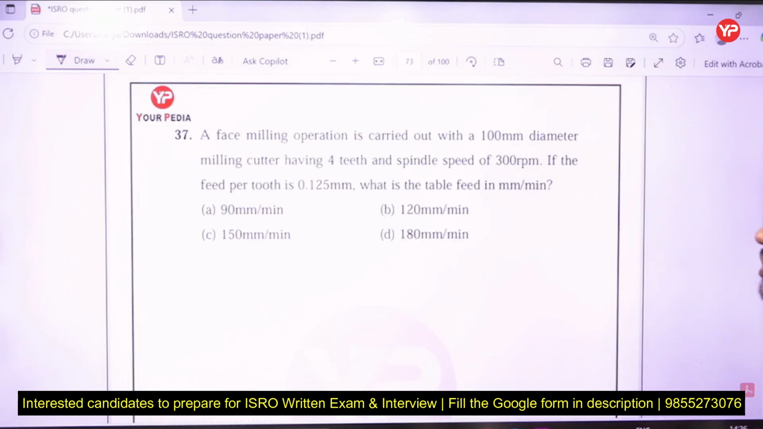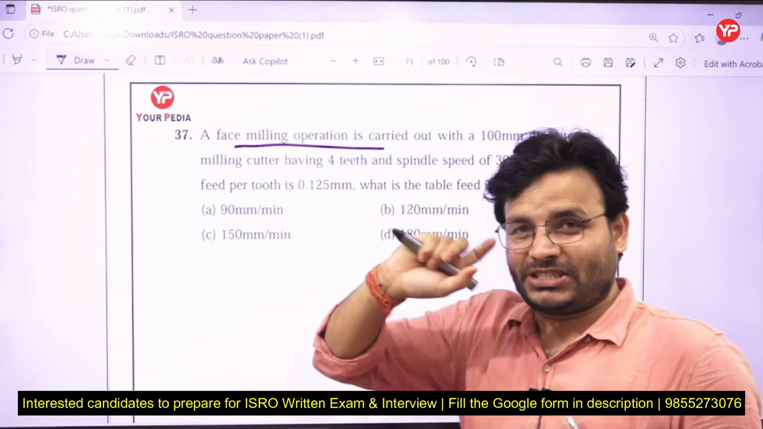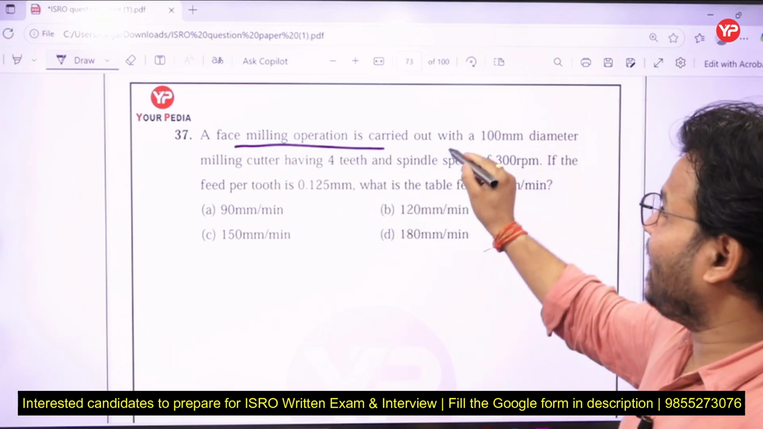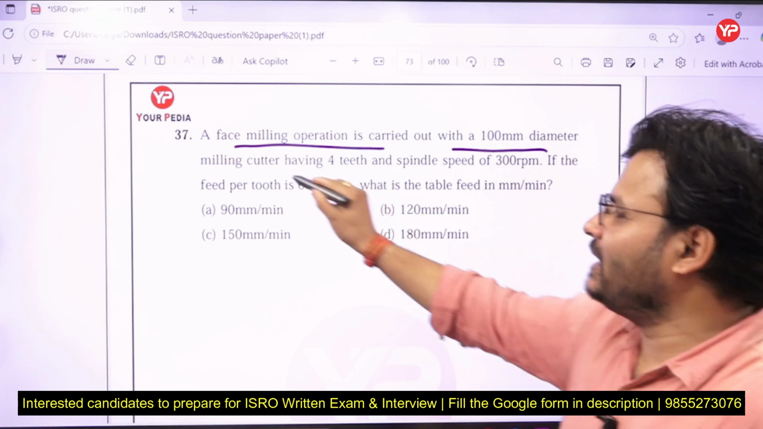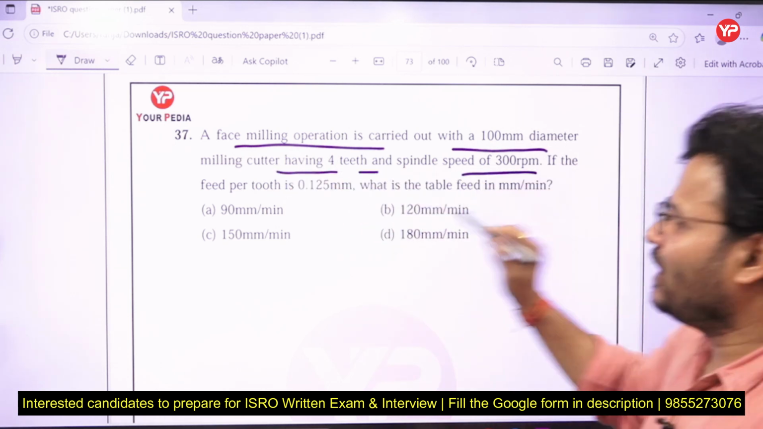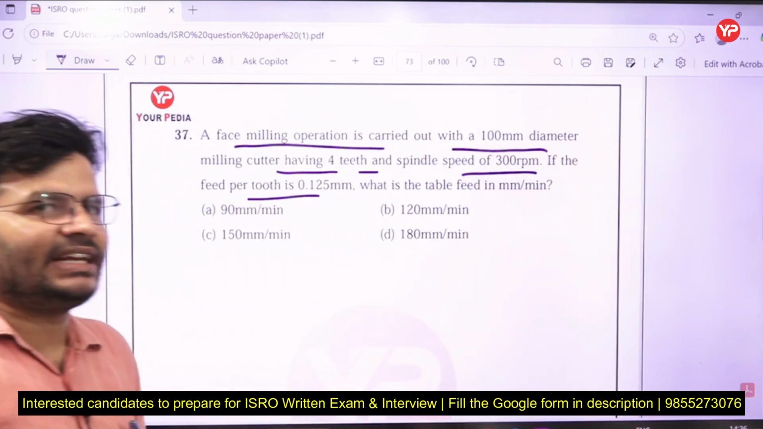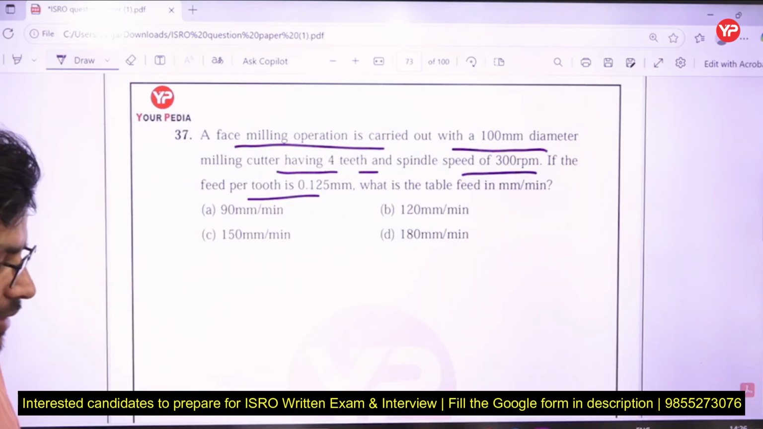Now that is the next question. The question is that a face milling operation is carried out with a 100 mm diameter milling cutter having 4 teeth and a spindle speed of 300 rpm. If the feed per tooth is 0.125 mm, what is the table feed in mm per minute? You have to calculate the table feed.